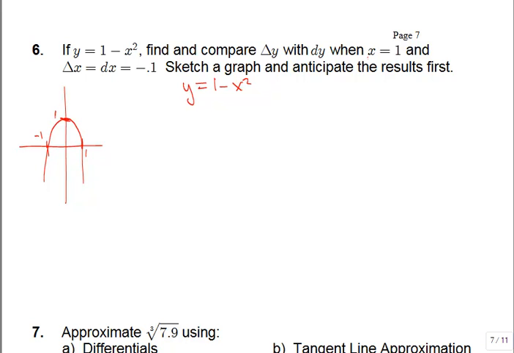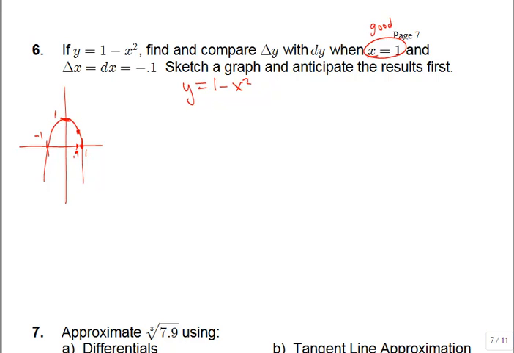So the good point is this x equals 1 right here. We know that y value is 0 already. What we're trying to do is find out about another point that's negative 0.1 away. That's what this delta x represents. So negative 0.1 away would be at 0.9. So somewhere over here, and maybe this dot right here.